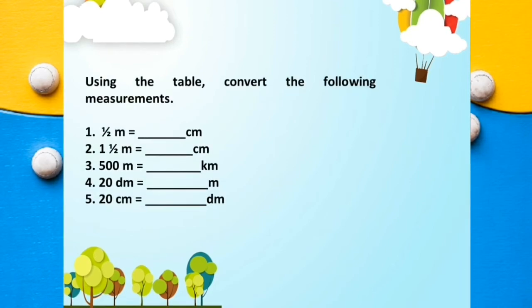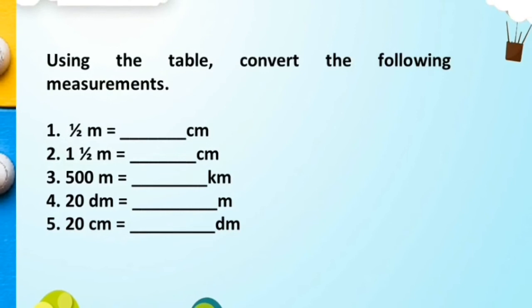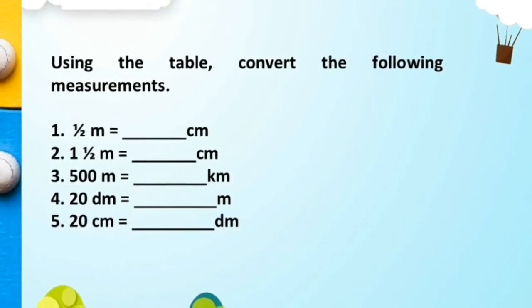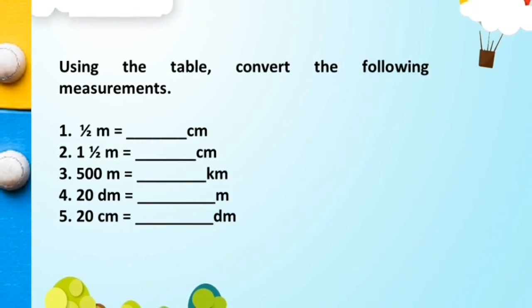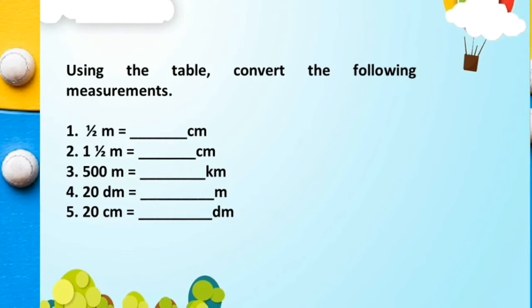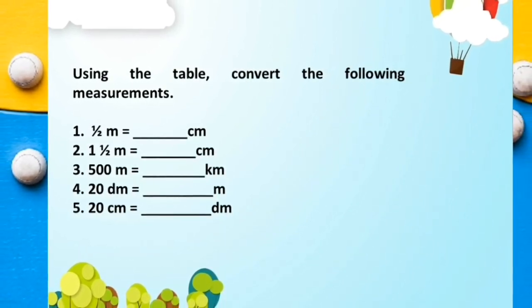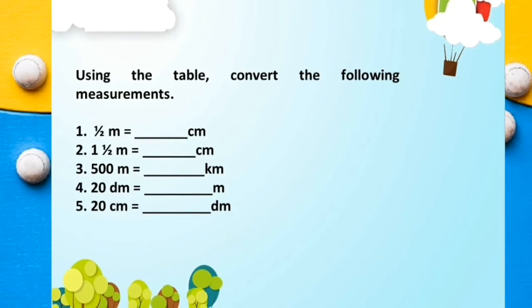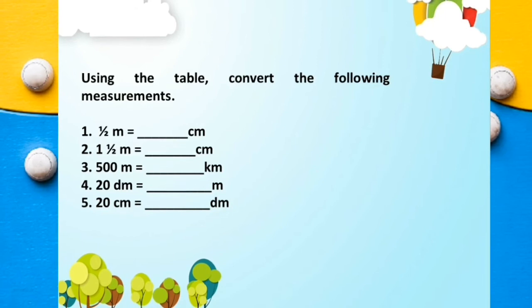Using the table, convert the following measurements. Number 1, 1/2 meter is how many centimeters? Number 2, 1 and 1/2 meters is how many centimeters? Number 3, 500 meters is equal to how many kilometers? Number 4, 20 decimeters is equal to how many meters? And number 5, 20 centimeters is equal to how many decimeters? Okay, so feel free to answer. Pause this video.